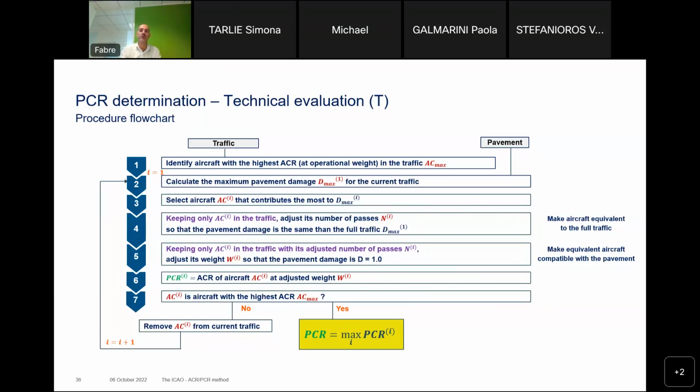So this is the official procedure to arrive at a PCR. This is a generic procedure, and it can be adapted, as I said, to any method for pavement evaluation and to any way of calculating the CDF. Therefore, it only mentions the CDF, but it is important to have a CDF calculated according to the pavement design parameters to make the PCR calculation compliant with the pavement as it was designed.